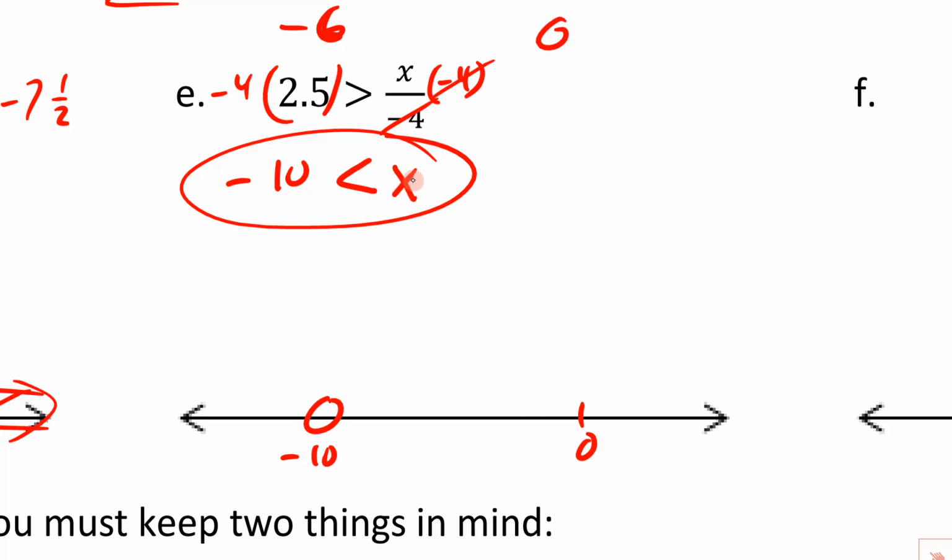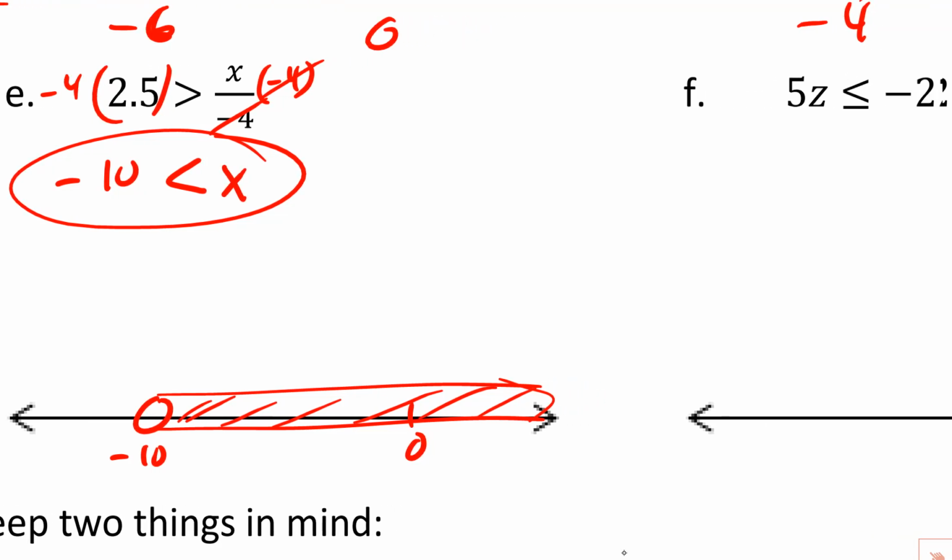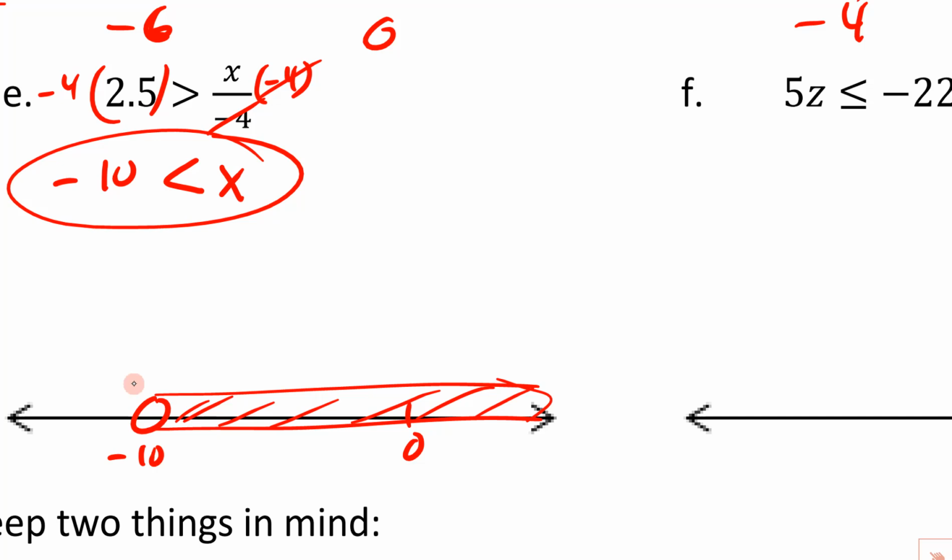And then again, read from the variable. The x's are greater than negative 10. So we're going to shade this direction right here. And I kind of like this type of shading. In the long run, that's going to be better off for you than just drawing a circle and a line one way or the other. So please try and shade that way.